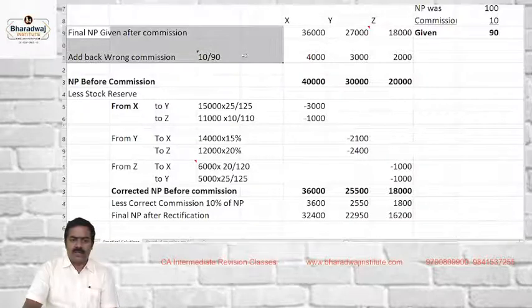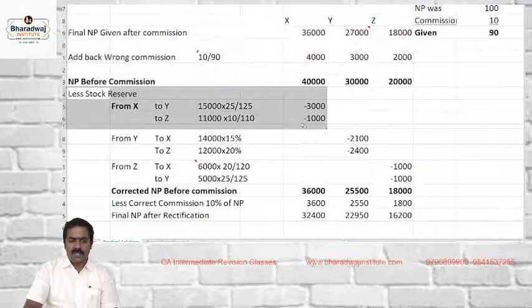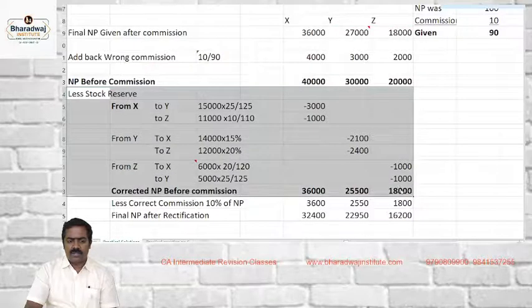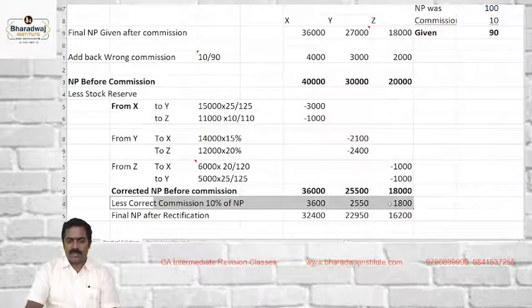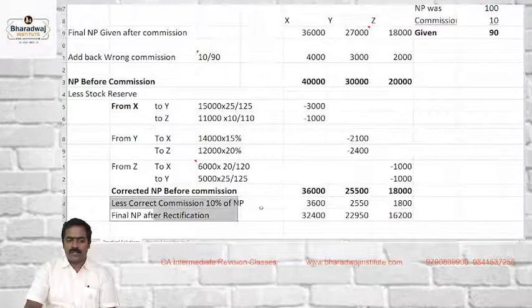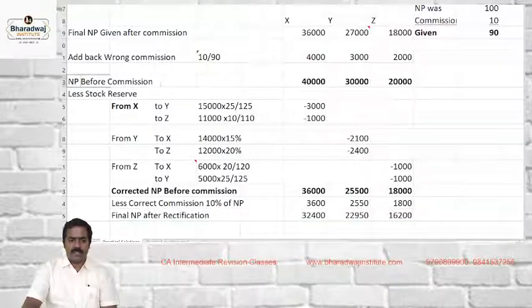Then final net profit: add back wrong commission, you get net profit before commission. Eliminate stock reserve, then you get corrected net profit before commission. Eliminate commission, 10% on net profits, you get final net profit after rectification of errors. This is net profit before commission and stock reserve.